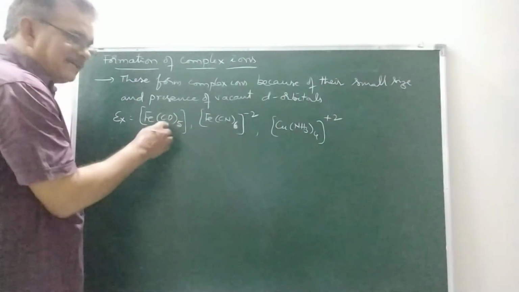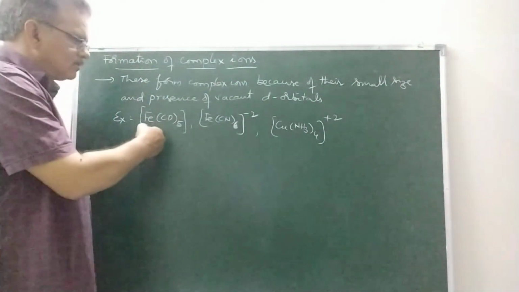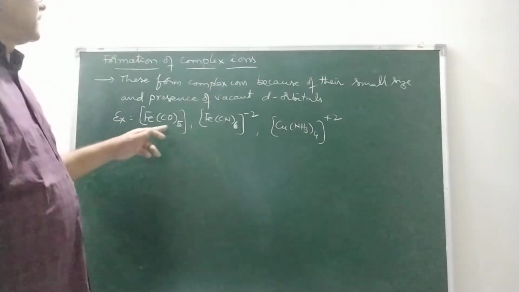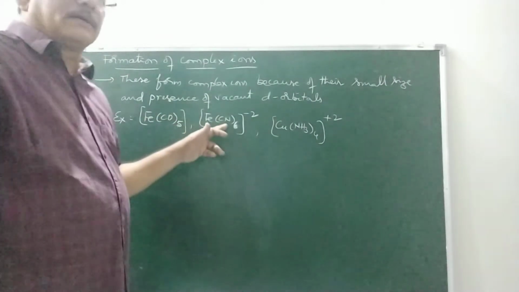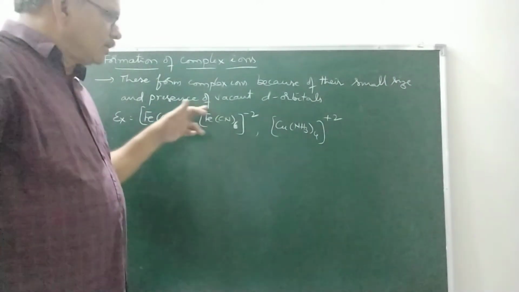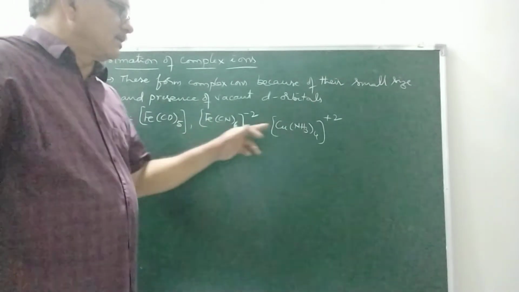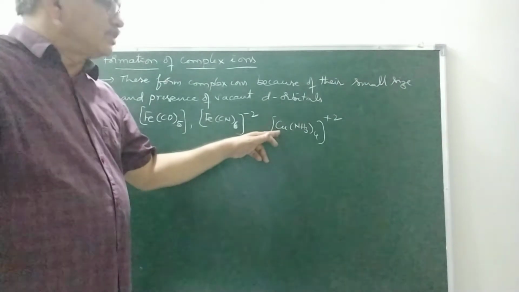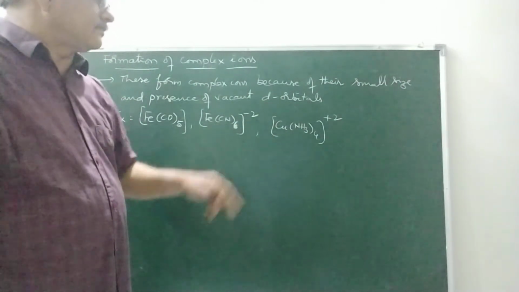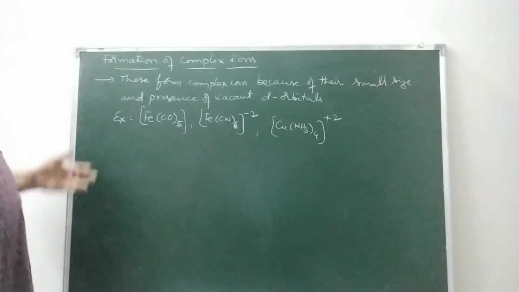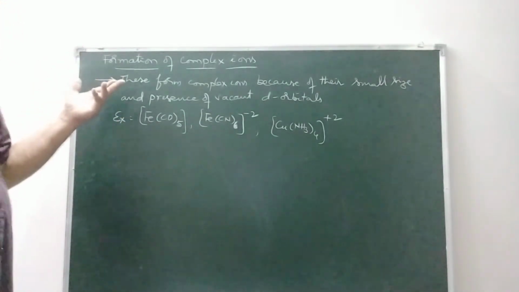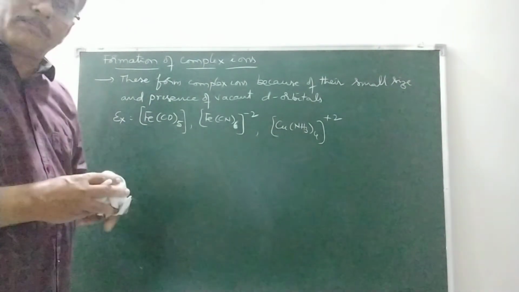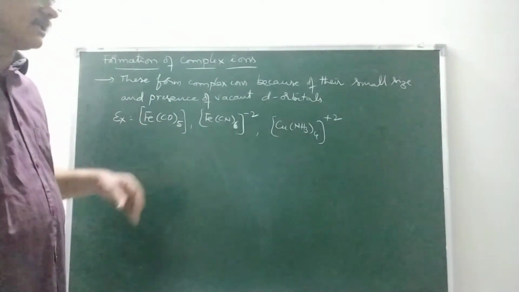Here carbon monoxide is the ligand. It donates lone pair of electrons to Fe. Similarly here CN minus ions are ligands. These donate lone pairs to the Fe plus 2 ion. Similarly, here NH3 is the ligand. It donates lone pair electrons to Cu plus 2 ion. Okay. So this is about formation of complex ions. What are complex compounds and how they are different from double salts, etc. will be discussed later.